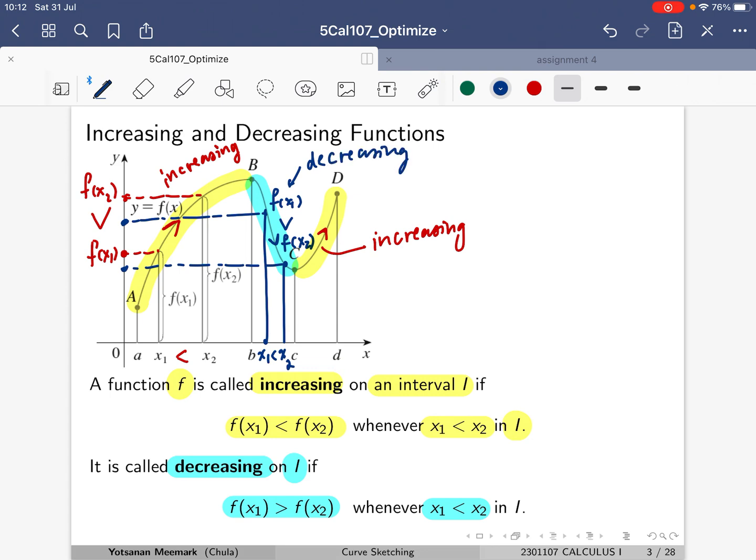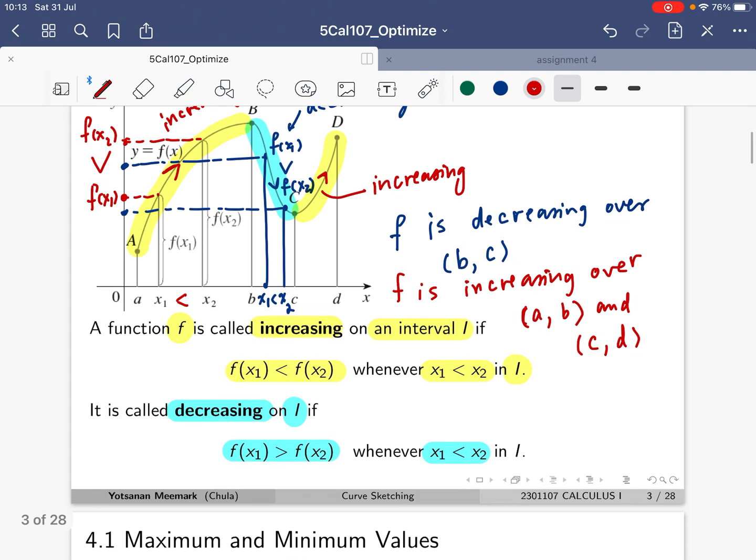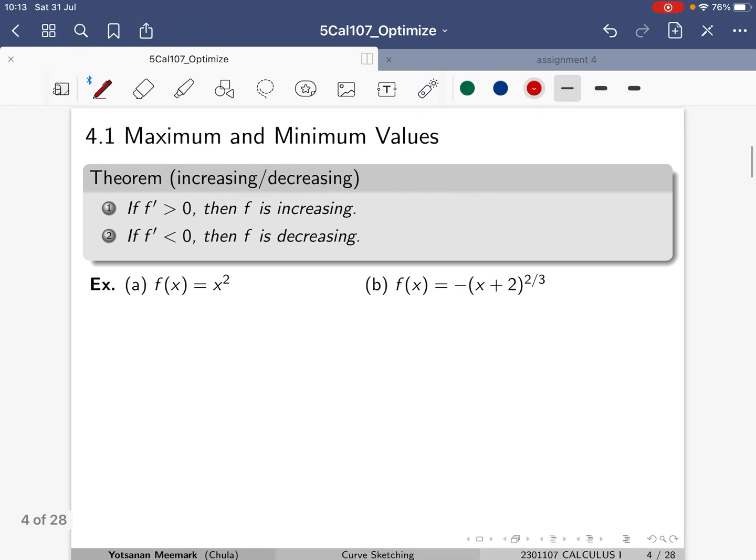So for example, this function f is decreasing over the interval from b to c, and f is increasing over the interval from a to b and from c to d, something like that. Are we all right? Okay, so here we got a theorem.